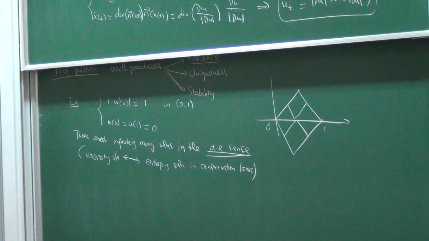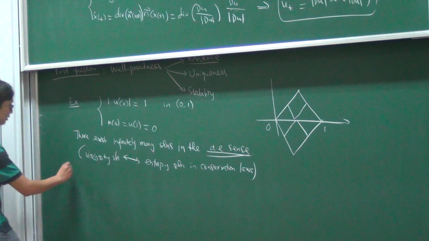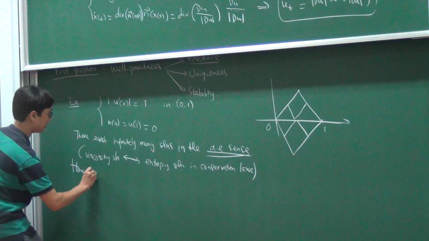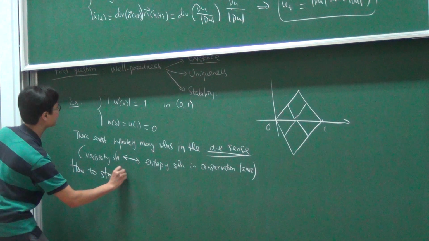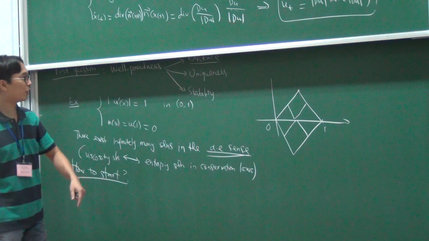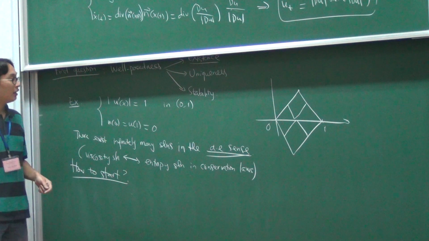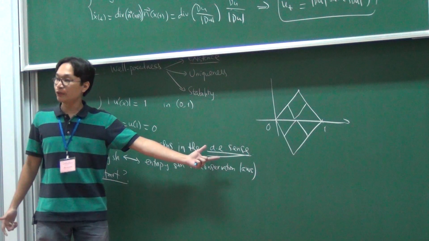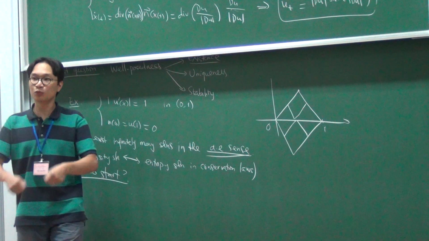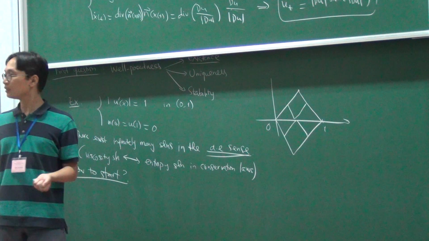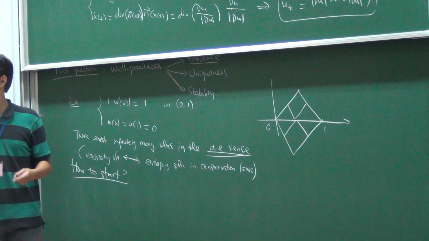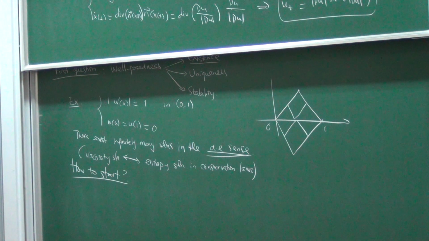Okay, so now how do we start? We see that we have a lot of solutions. So how to start this? How do we approach this question in your mind? It means that the almost everywhere sense is not good enough, right? You have to impose some further conditions, some physical conditions, in order to select a solution.